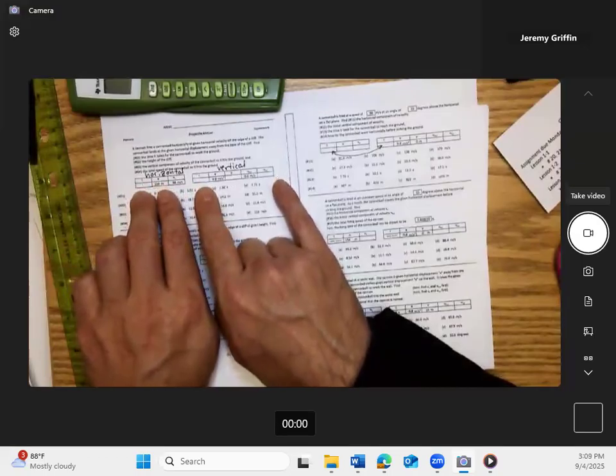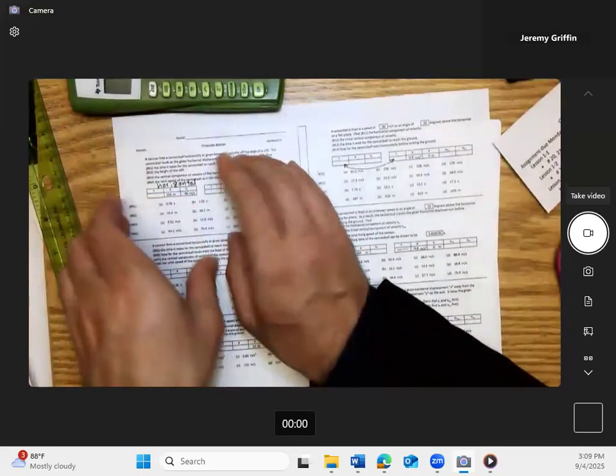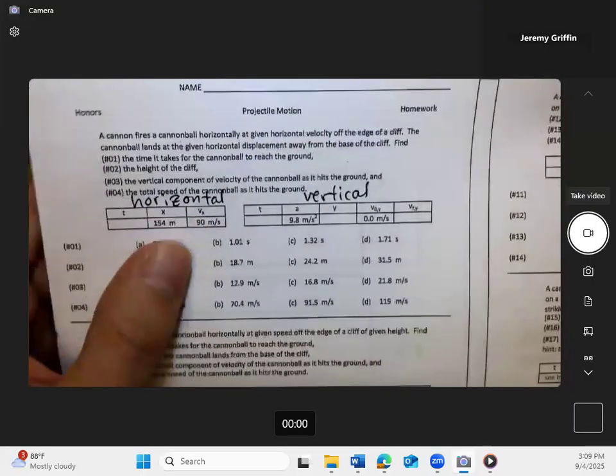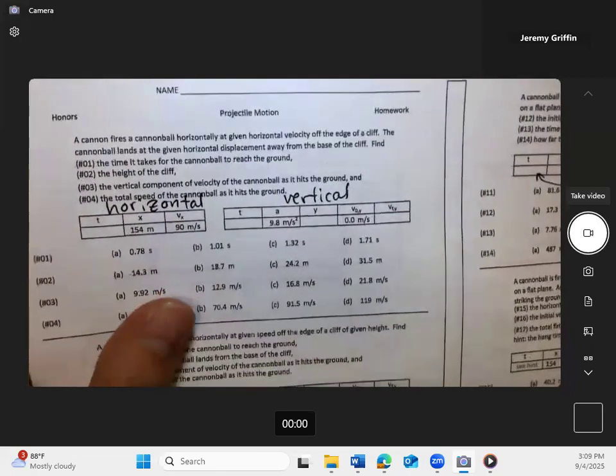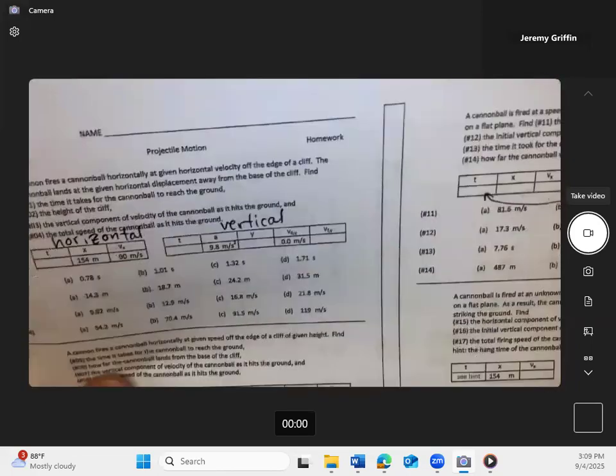Is that right? The left half of the table refers to horizontal information. In fact, you might want to label that. You guys see I got that labeled horizontal, and I got the right table labeled vertical, so that there's a left side and a right side. Because you have to keep track of different axes, different dimensions.